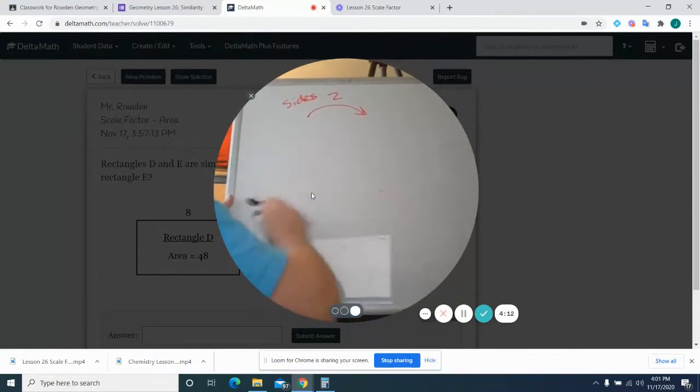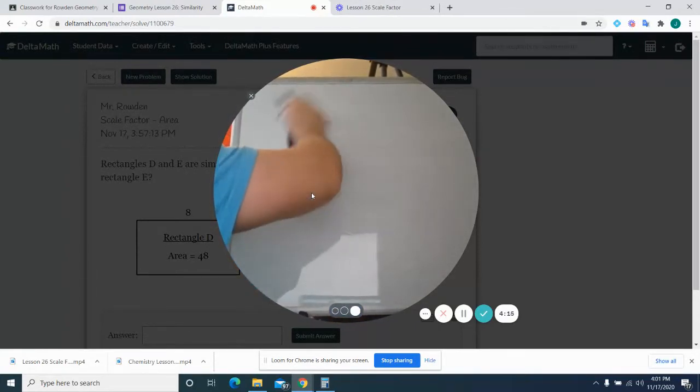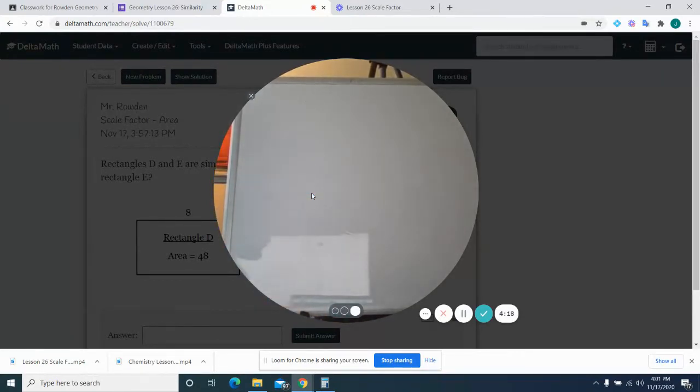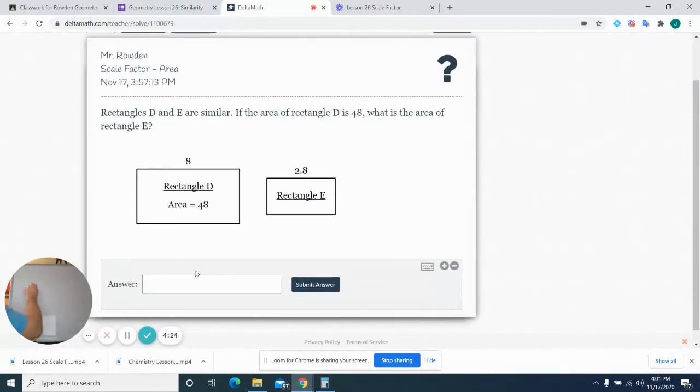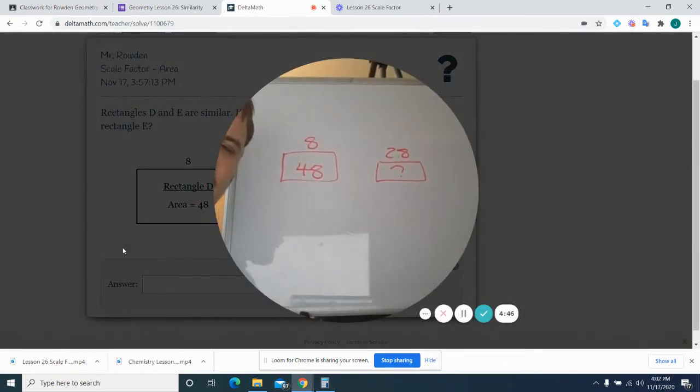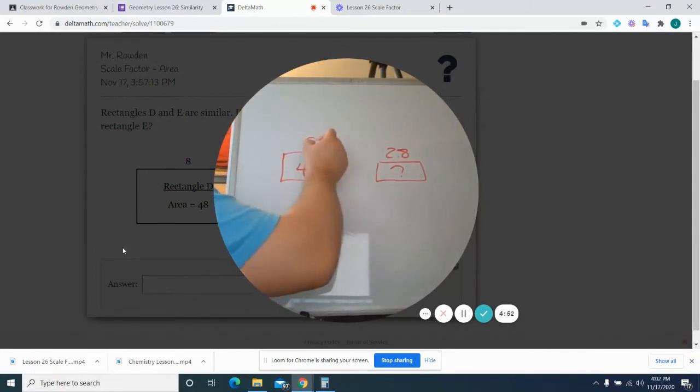So let's jump into the problems that we have. And let's apply what I just did to these problems. I'll do at least 3. And so I think I've done enough that you have an idea of what we're doing. So right here we know that the area of this thing is 48, and the side on top is 8, and then the side on top is 2.8, and it says, what is the area of E? So what is the area right here? What is the area right there? Okay. So let's figure out, how do you go from 8 to 2.8?